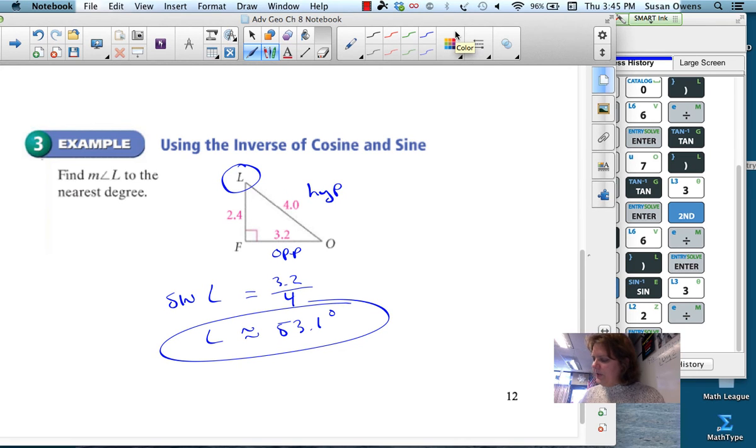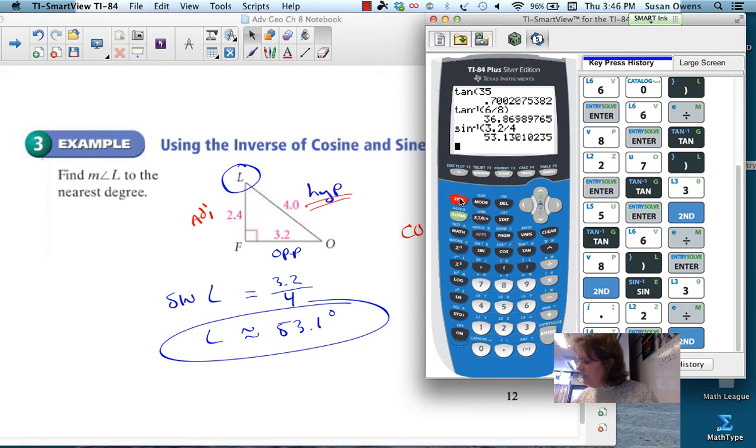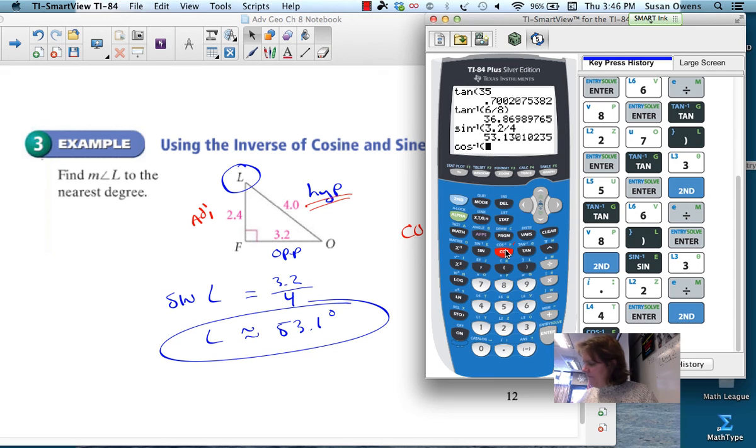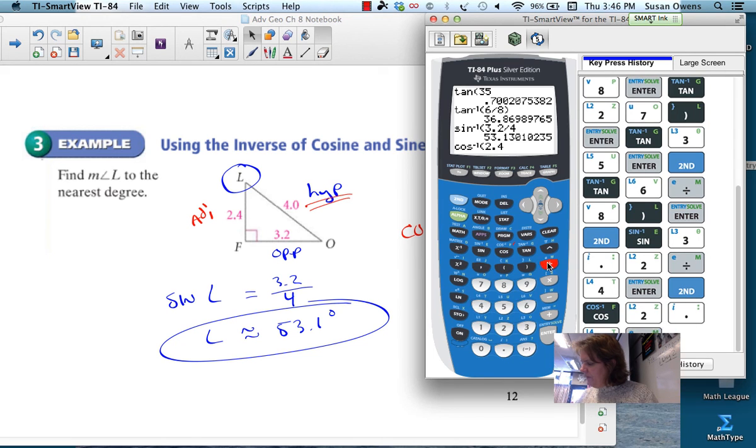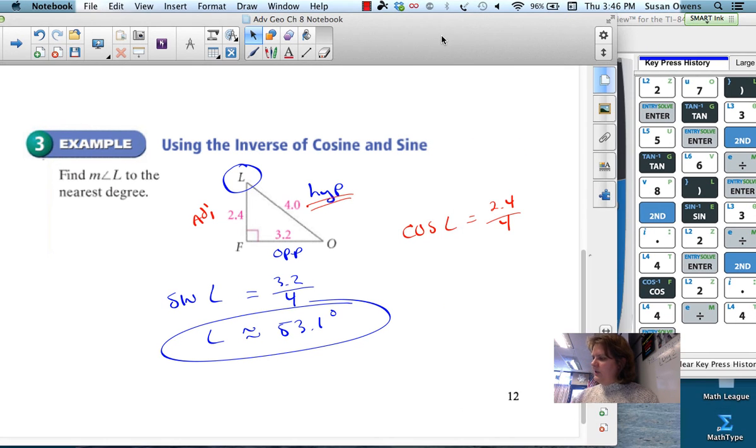Now, just to show you that it actually does work, I'm going to do it a second time and make sure I get the same answer. So how about I'll use the adjacent side and I'll still use hypotenuse. So for this one, I would use cosine. So the cosine of L would be 2.4 over 4. And if I take my calculator and I do inverse cosine, it should also tell me 53.1 degrees. And it does. So just to convince you that I could actually use any of the trig functions to solve this problem.